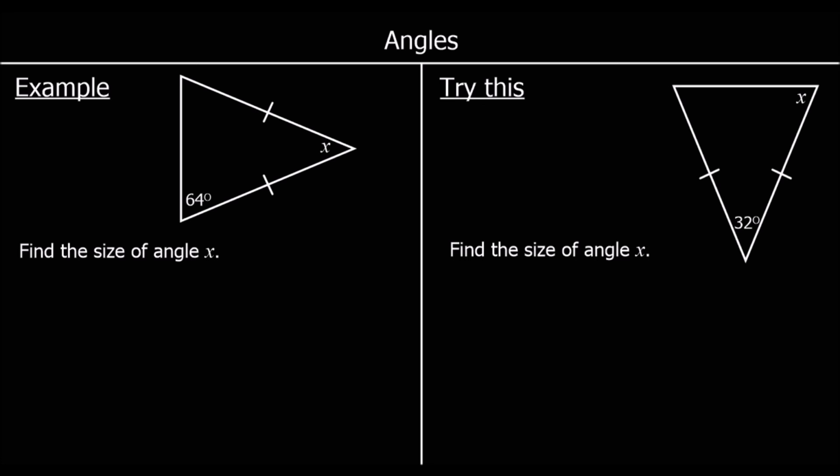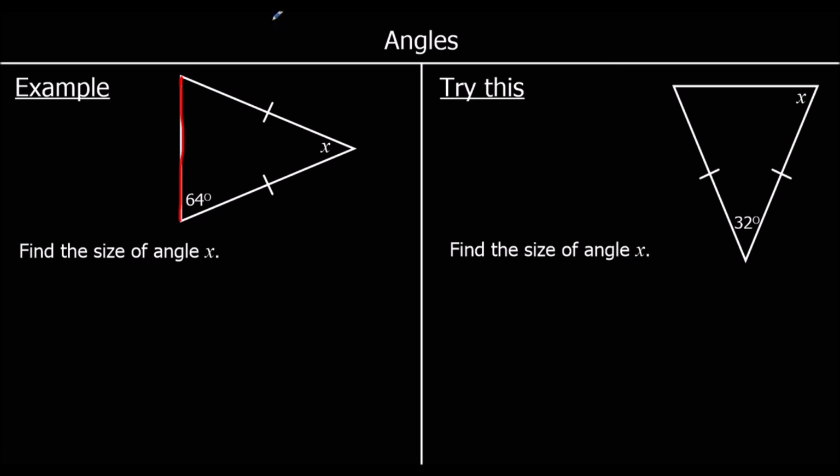Here we have an isosceles triangle. We can tell that this is an isosceles triangle because we've got these lines, and they mean equal. So these two lengths are equal, and in an isosceles triangle, two lengths are equal, and the other one is called the base. So this red line here is the base of an isosceles triangle, and the two angles at the base of an isosceles triangle are always equal.